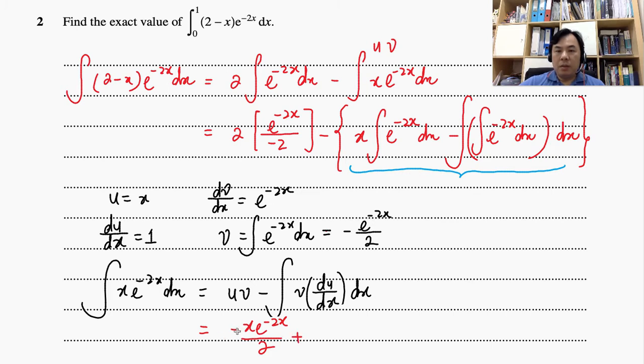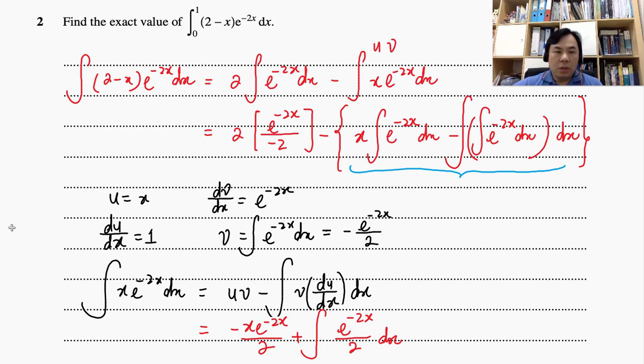plus, because there's a negative there. So plus, what do we have for v? Plus the integration of e^(-2x) over 2 dx. Yeah, because this is 1, so v is this. We just need to put it in like this. And then there you have it.